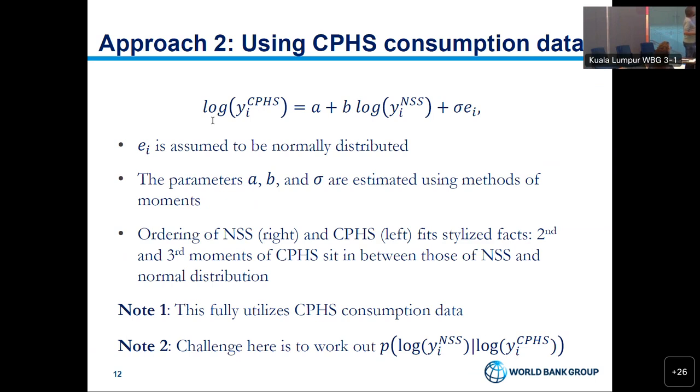Now, the other challenge here is that the data, in this case, fitted best with the log NSS consumption on the right-hand side of this equation and the private survey on the left-hand side. It fits the data better, but it poses a little bit of a practical challenge because ultimately what we want is the imputed NSS consumption equivalent for every household in CPHS, right? Now just imagine, if you know all the parameters, you know A, you know B, you know sigma, and you observe the CPHS consumption for every household in this private survey. But how do I pick out what that implied NSS consumption is using this relationship? What you have to do is work out the distribution, for any one given household, of the NSS consumption conditional on observing the CPHS consumption.